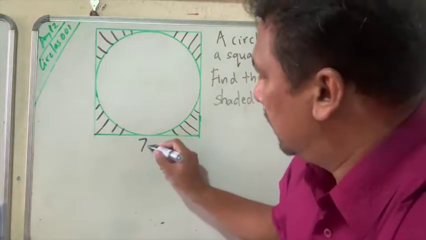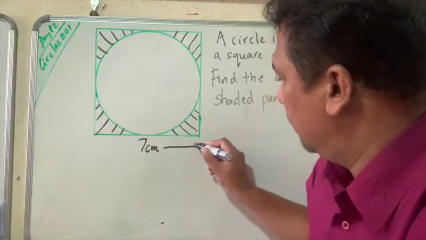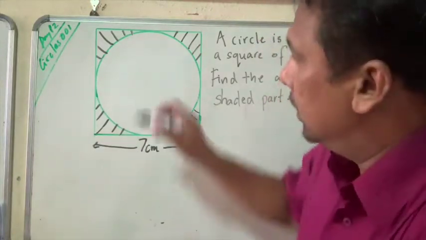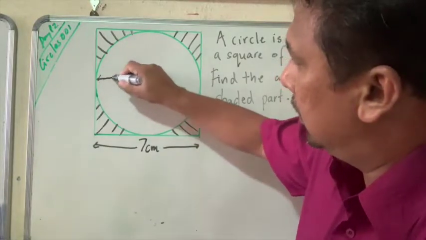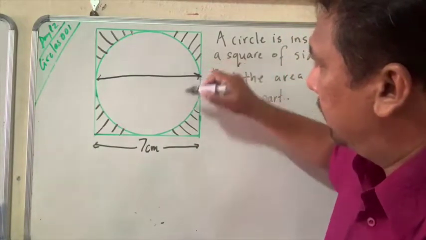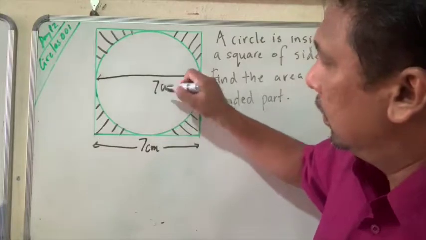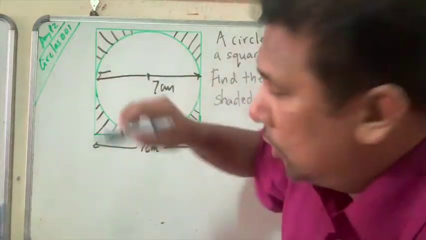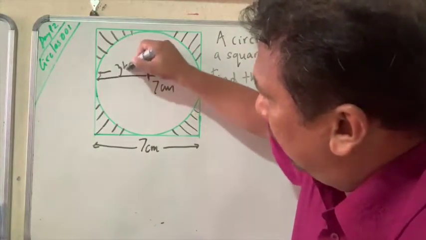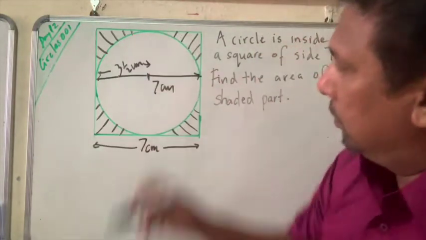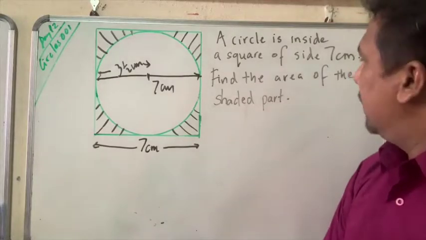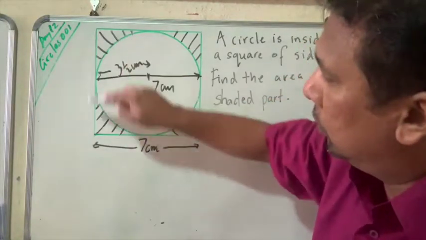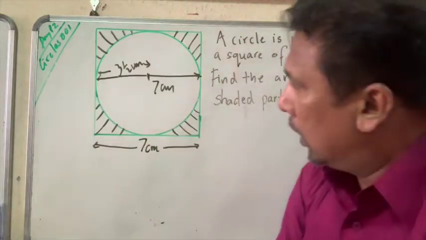So we will label now. This is 7 cm. The side is 7 cm, which means that the diameter here is 7 cm, which means that the radius is half, which is 3.5 cm. We're supposed to find the area of the shaded part or parts. We have 1, 2, 3, 4. Now how do we do this?